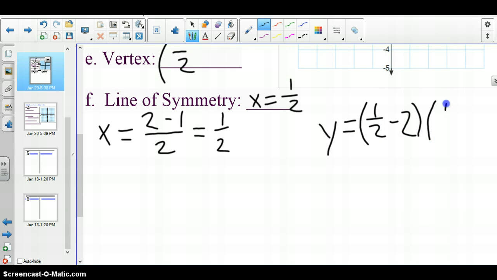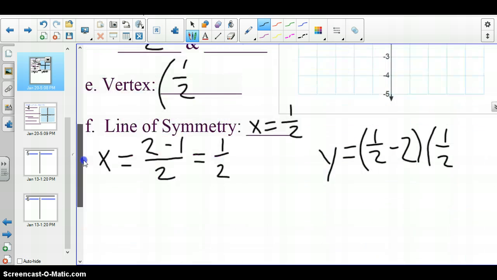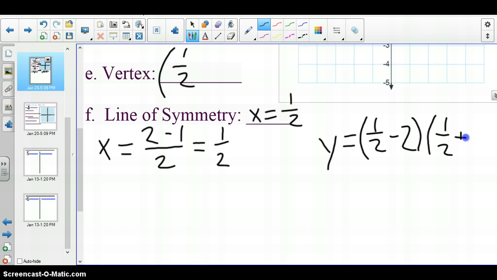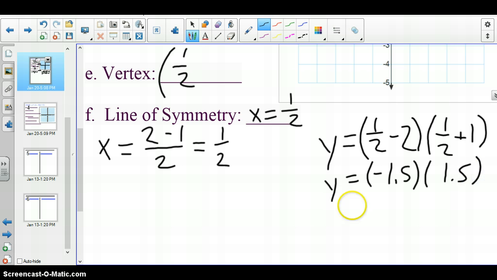And then parentheses 1/2. I have to go back up and look. Plus 1. So we're just plugging it back into the original equation. 1/2 minus 2 is negative 1.5 or negative 1 1/2. 1/2 plus 1 is 1.5 or 1 1/2. Multiply those. A negative times a positive is a negative.